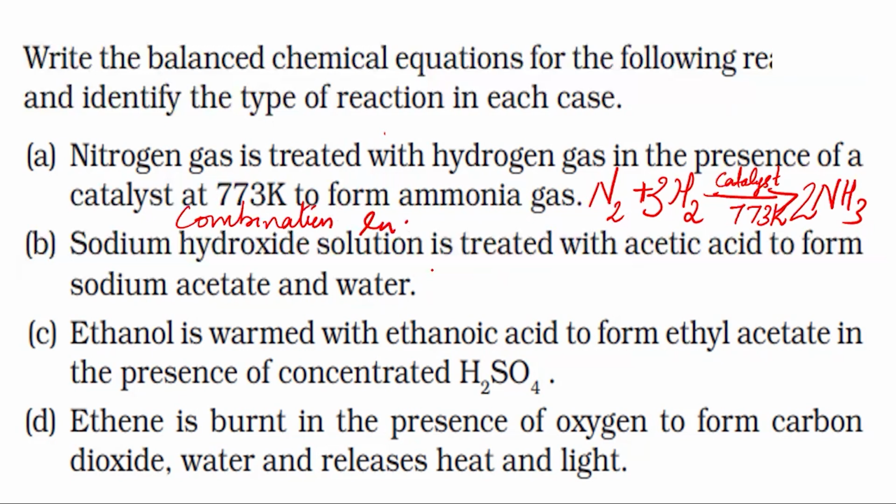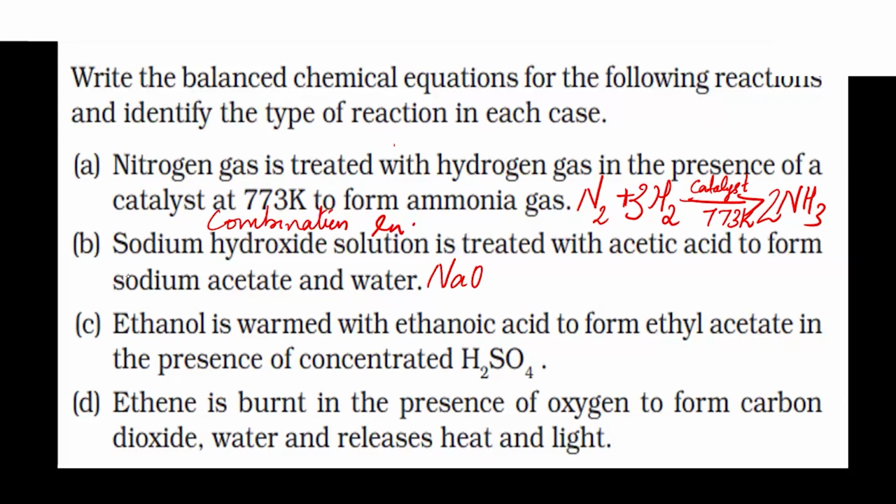Sodium hydroxide. What is the formula of sodium hydroxide? NaOH. The second one is sodium hydroxide solution treated with acetic acid to form sodium acetate and water. Sodium hydroxide is NaOH plus acetic acid, CH3COOH, forming sodium acetate, that is CH3COONa, plus water, H2O.